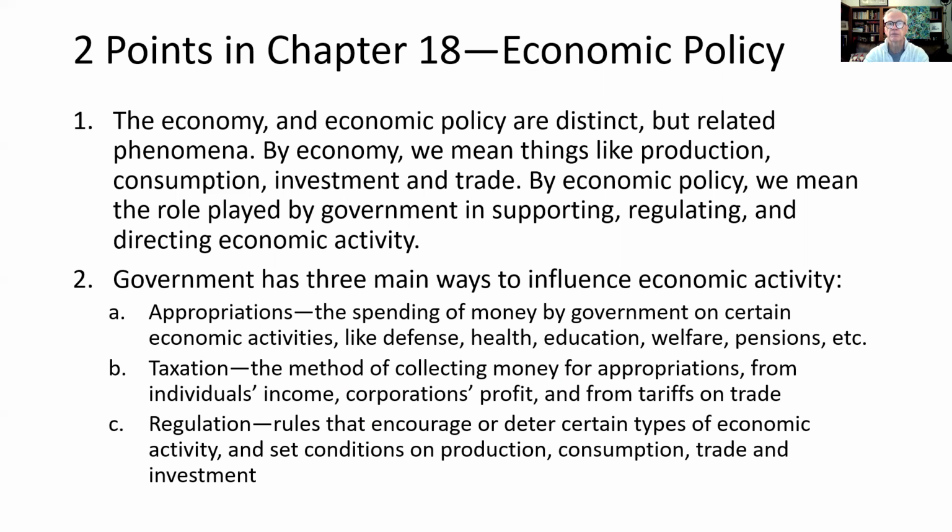Second point is that the government has three main ways to influence economic activity or make economic policy. Appropriations is the spending of money by government on certain economic activities like defense, health, education, welfare, pensions, other kinds of things that we want our governments to spend money on to build up the economy, to support us in various kinds of ways.